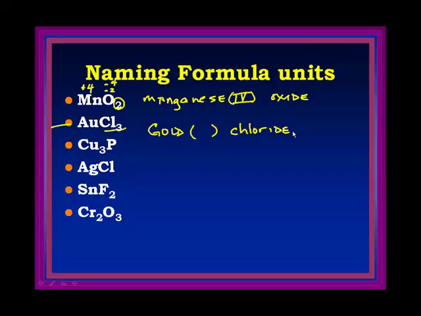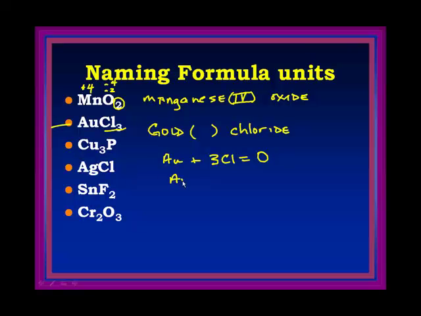Okay. And then I need to figure out the charge. Let me show you another way to figure out the charge. Make a little algebra problem. I've got Au plus, and I've got 3 chlorines, 3 Cl's, and I know all the charges have to total out to 0.